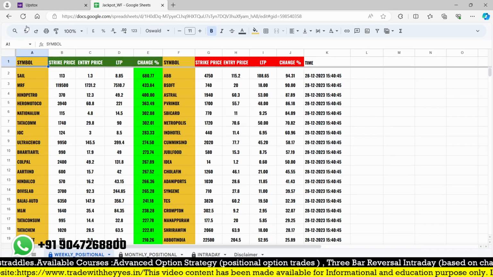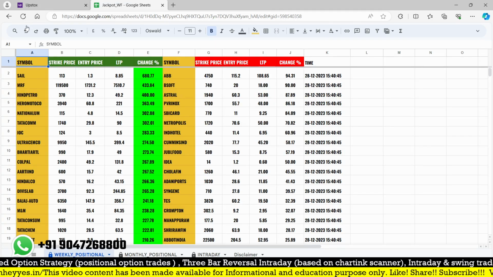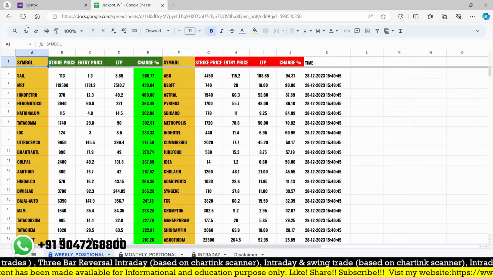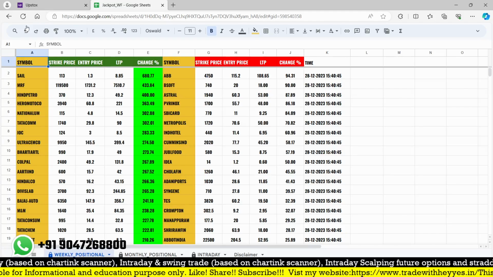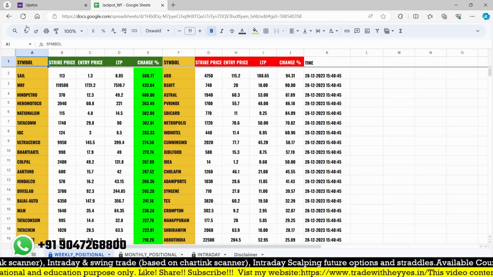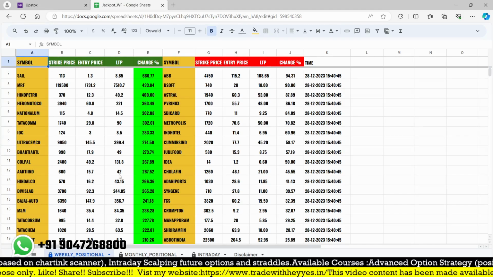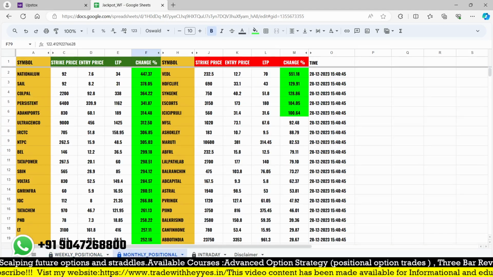Because of physical delivery and expiry too, you need to plan if any option is going to expire based on physical delivery. That means expiry week, physical delivery, lot of complications. So we normally do not do any trades. Based on our monthly positionals, we will be getting a lot of opportunities.